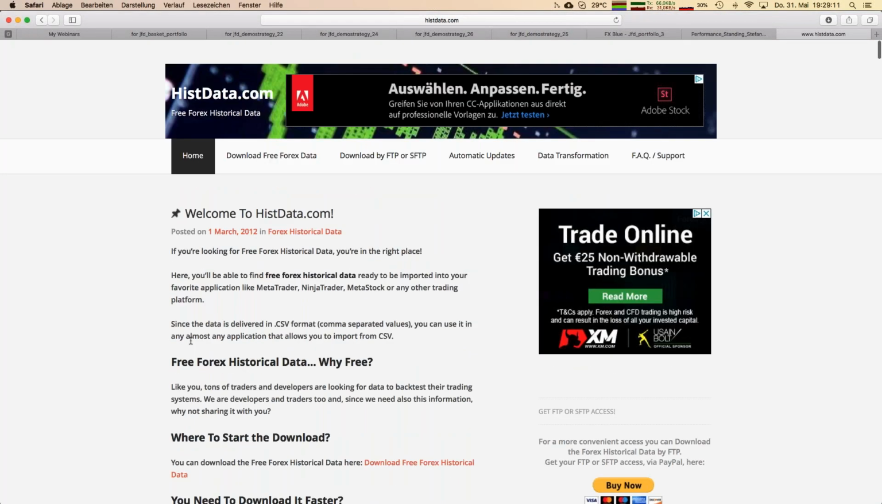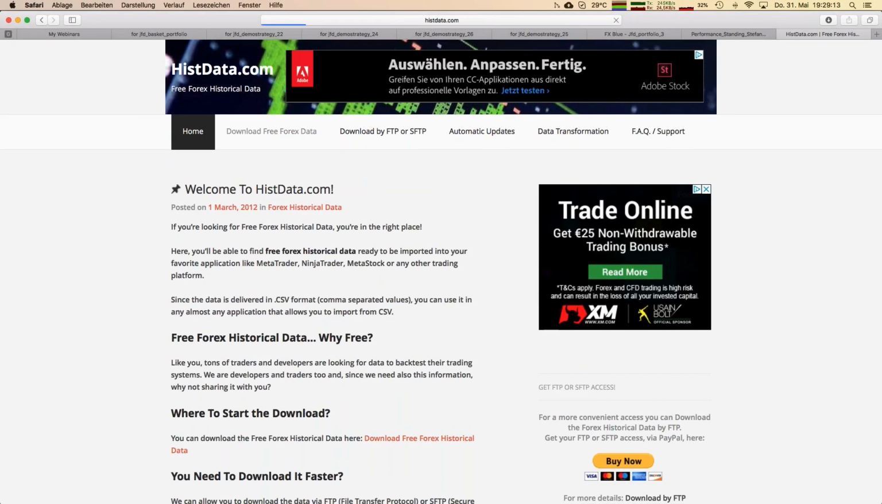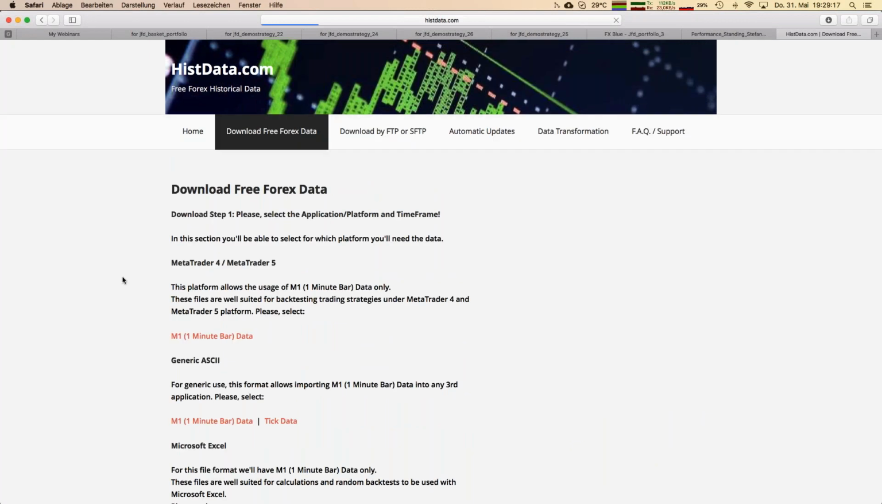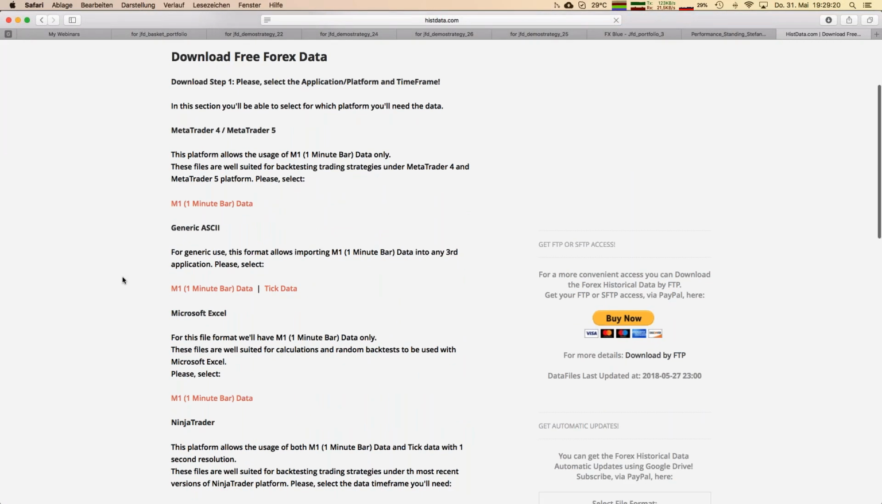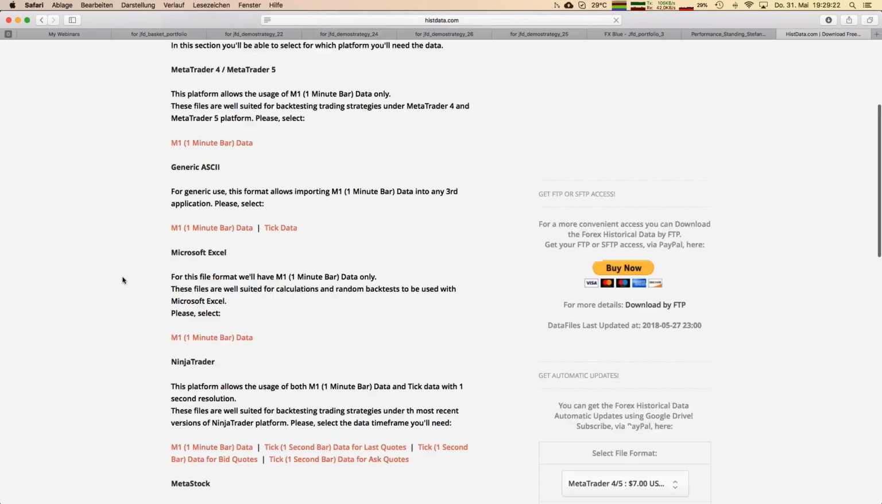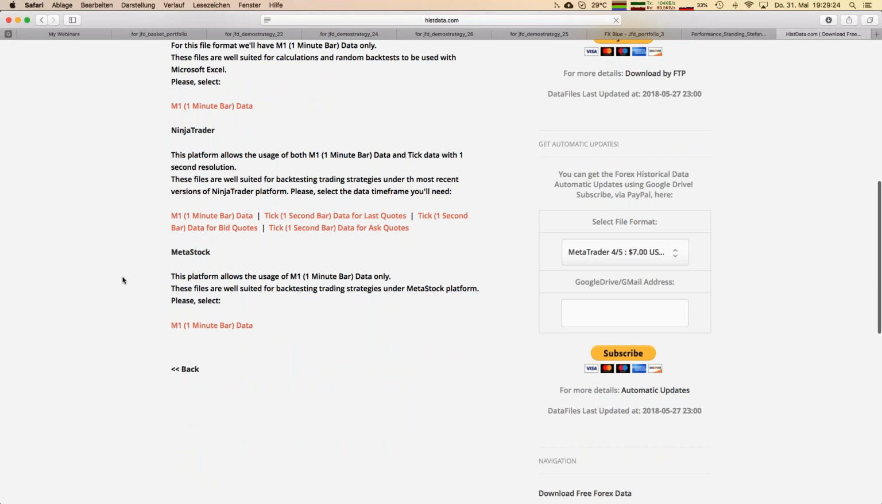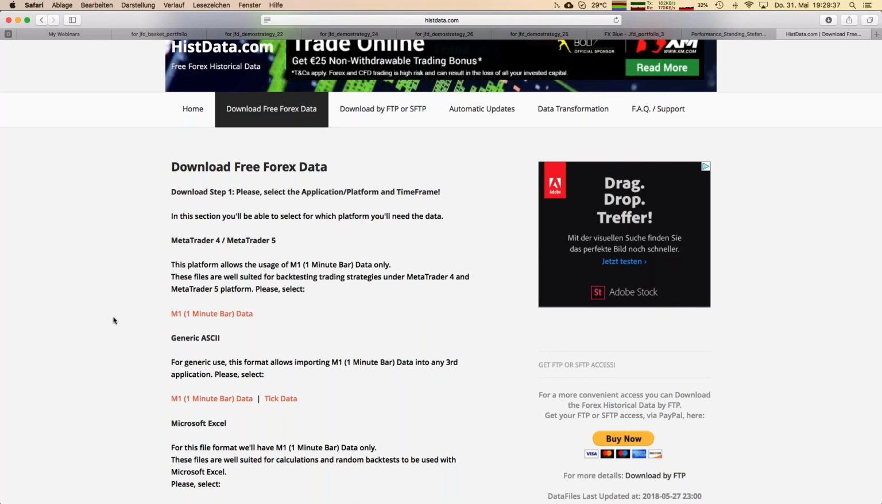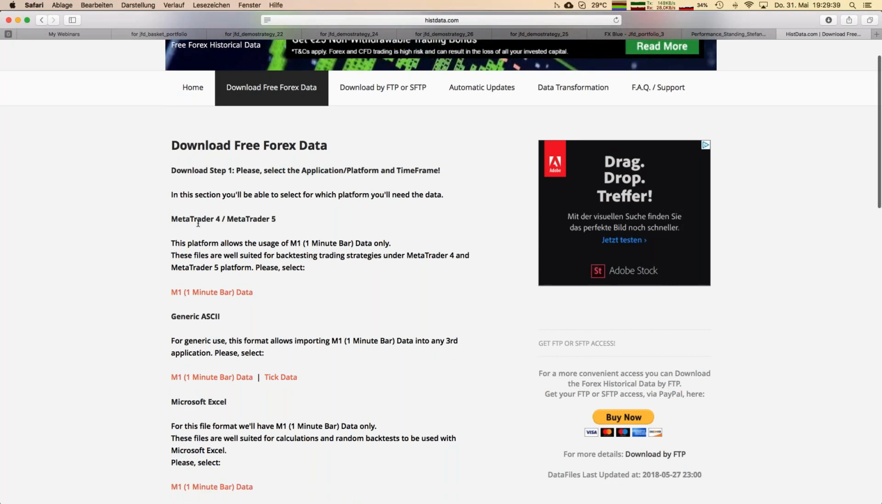And then you can download the data, and it looks like the following. So we go for download of data, and then you can even choose, and that's something I want to mention here as well. For example, if you have another trading platform, you can already download the data directly for that platform. Which is cool as well. And what we do is we go for MetaTrader data, and therefore M1 data.